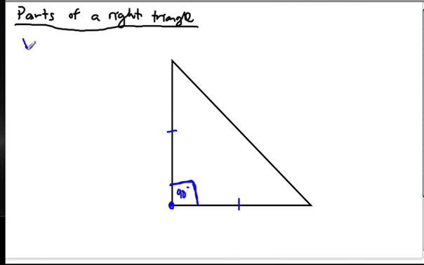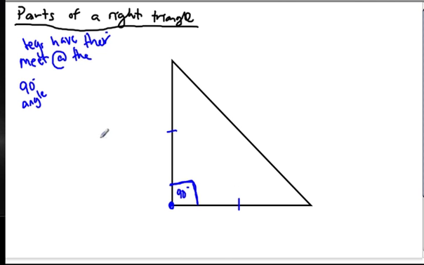So legs have their vertex meet at the 90-degree angle. You see this leg right here and this side, they meet up here, not at the 90-degree angle, so I know that they're not the two legs. I know these are. So this is a leg and this is a leg.